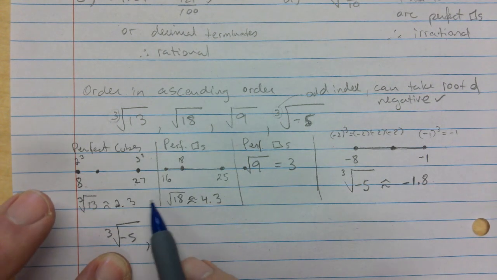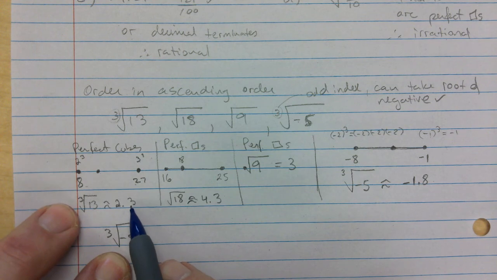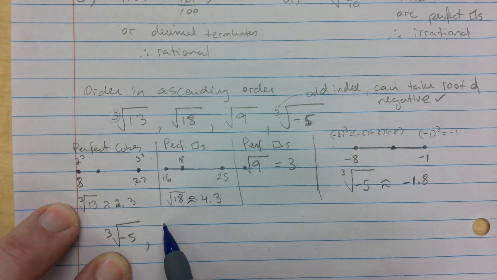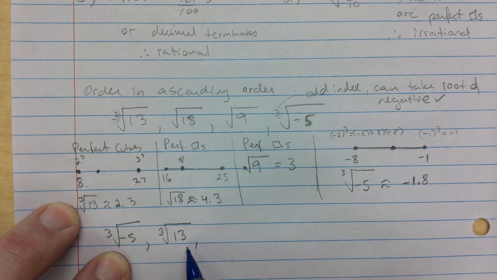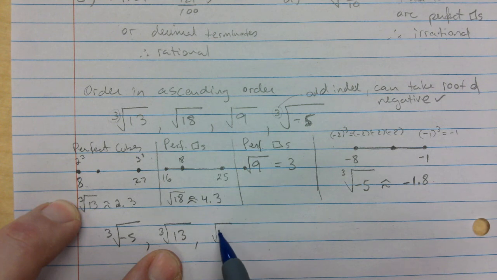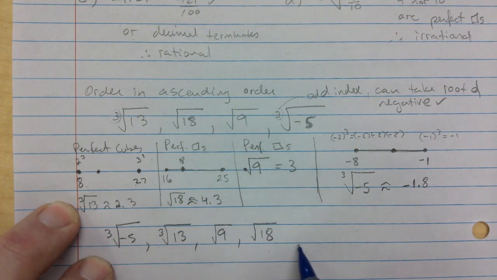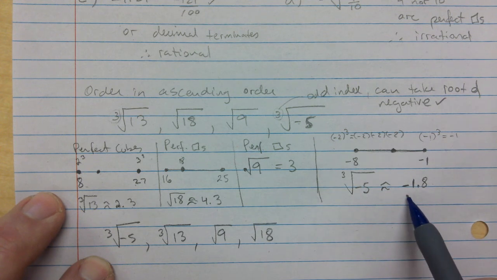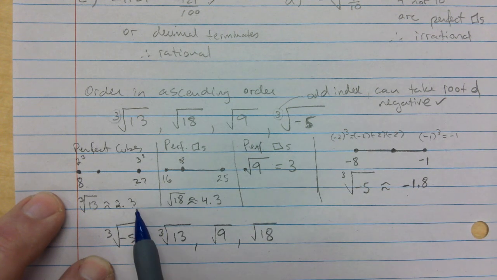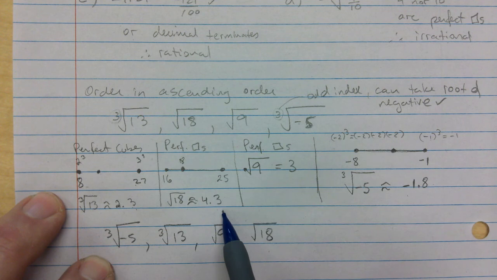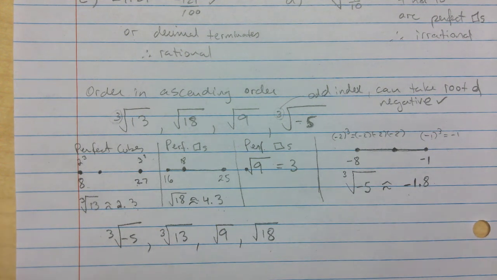And then you look at these numbers here, this 2.3 here, so cube root of 13 is the next after, right? If you go from lowest to greatest, then you have square root of 9, and last you have square root of 18. And so now you have arranged it, right? This is the smallest, and then comes this, and then this, and then that, right? So that's how you arrange it.